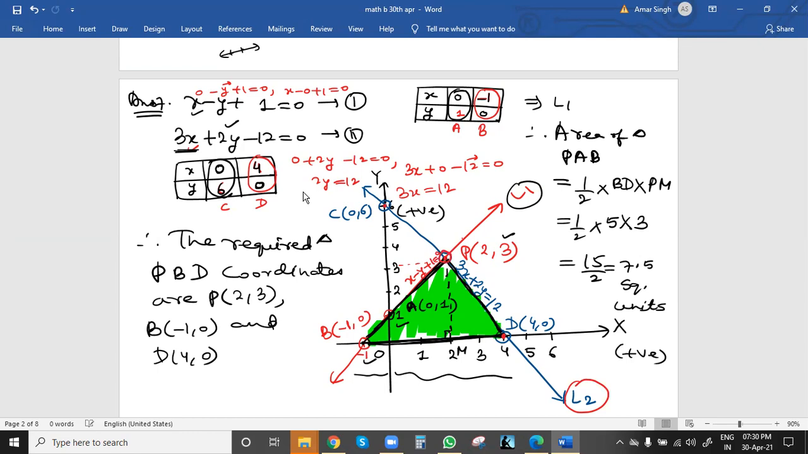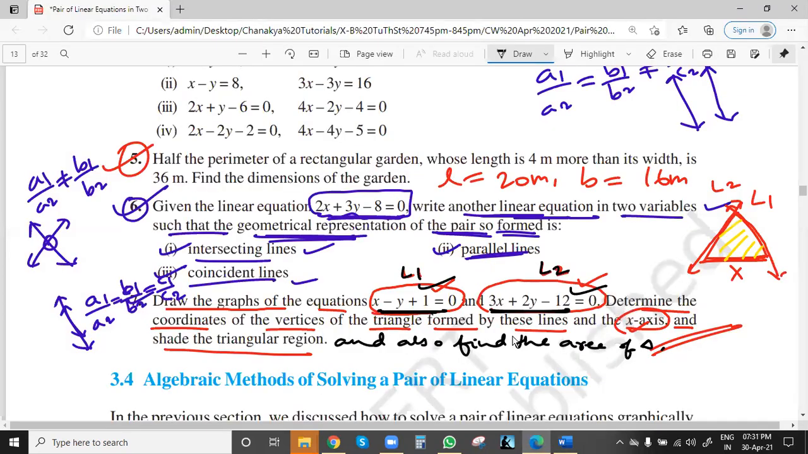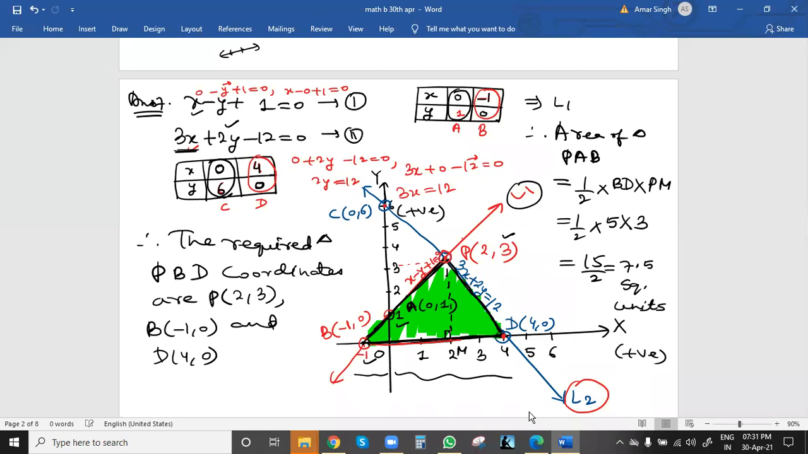We can find this from the graph only. If we have taken regular intervals and our scale is okay, then P point will be (2, 3). The x coordinate will be 2, y will be 3. This is the triangle. If you read the question, it says triangle formed by 2 lines L1, L2 and the x-axis. So this is the x-axis, which will act as the base.